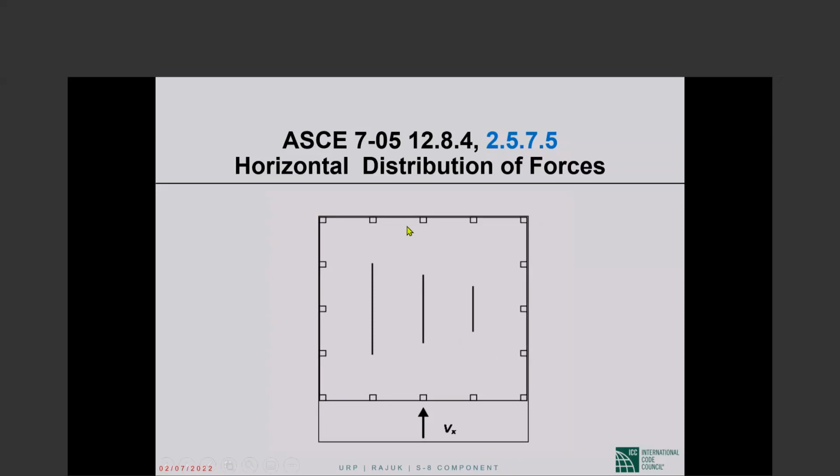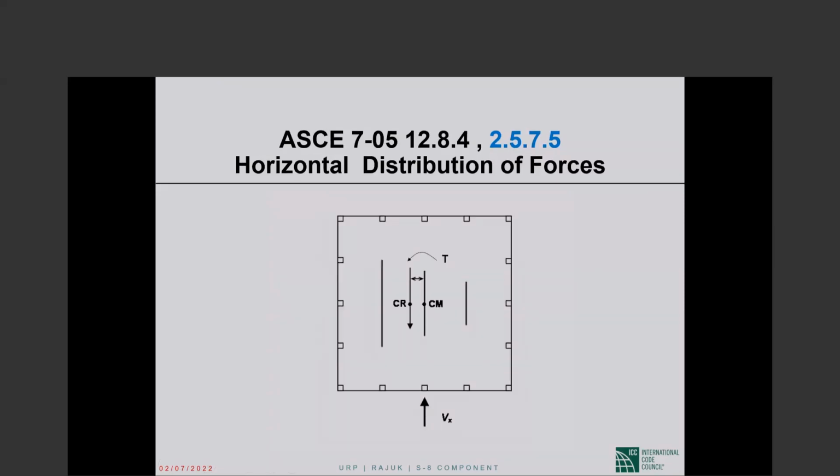Okay, so if the diaphragm is rigid, which should be most of the time the case, the lateral force distribution will be as I indicated. If, on the other hand, the diaphragm is flexible, then the story shear is distributed to the lateral force resisting systems in proportion to the tributary areas, not the relative lateral rigidities.